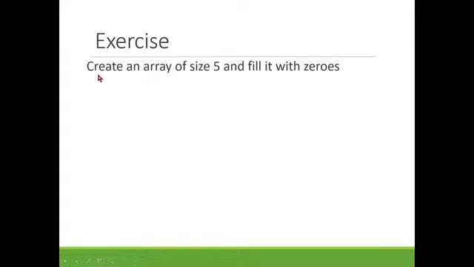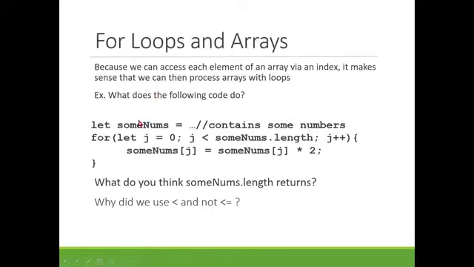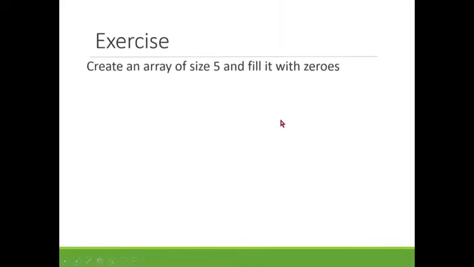Okay. Create an array of size 5 and fill it with zeros. How should you do this? Well, we talked about how to create an array that's empty. I shouldn't say empty, that has like length 5, but doesn't contain any values yet. And then try to use a for loop to fill it with values. So you're going to have a loop very similar to this, because as I said, this is your favorite for loop. So give this one a try.